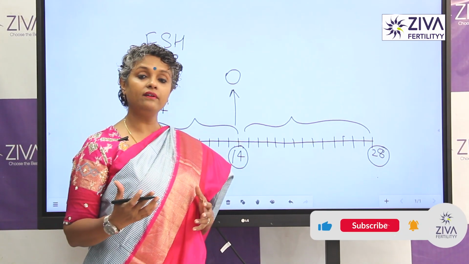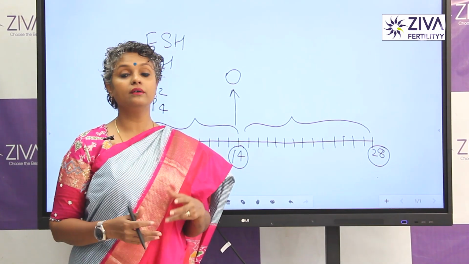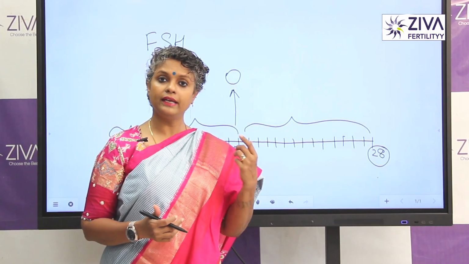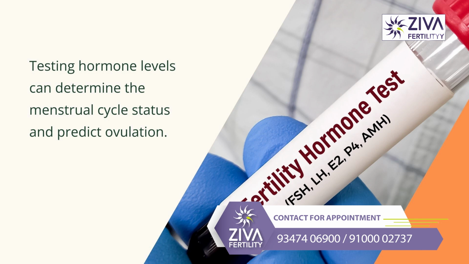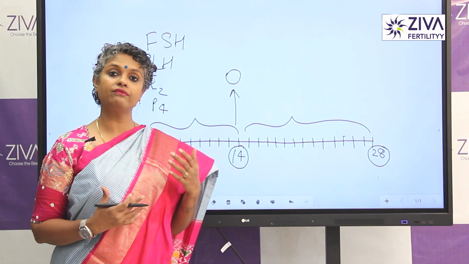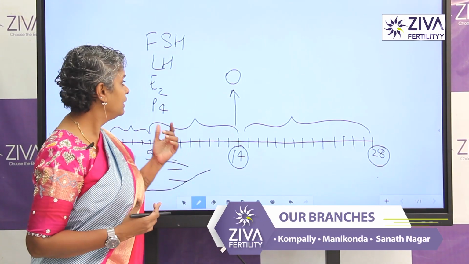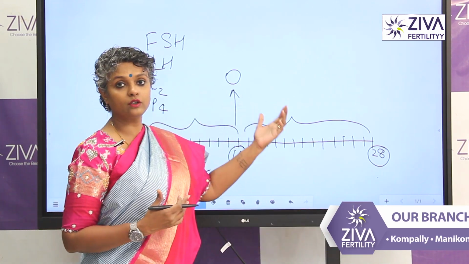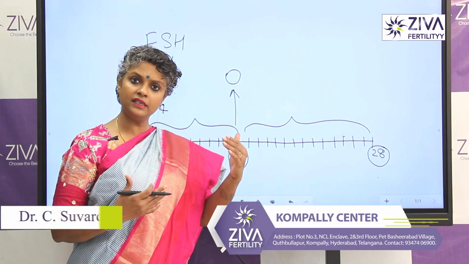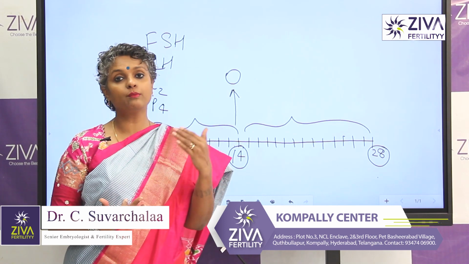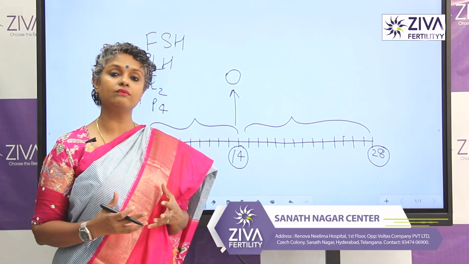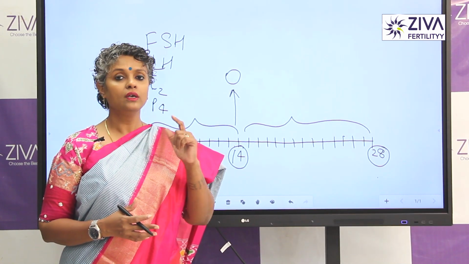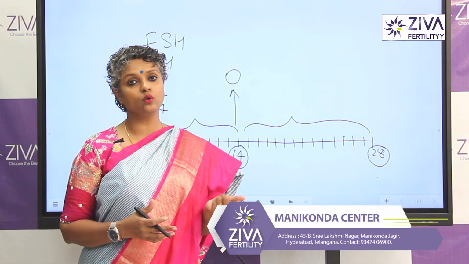So now you understand why these tests are performed on day 2 of your cycle, or up to day 3 or day 4. Follicle stimulating hormone can be tested, and depending on the values, we get to know if the cycle is going well. Estrogen and P4 are measured later to understand if they are rising, so that we can assume there is proper growth of the endometrium. So these hormones are very critical, and testing them can give us the status of your menstrual cycle, and based on that, the ovulation also.